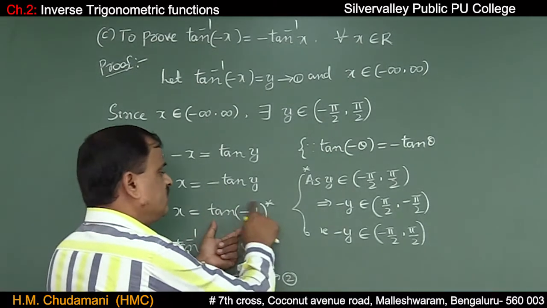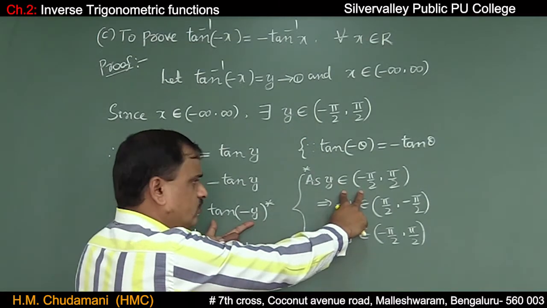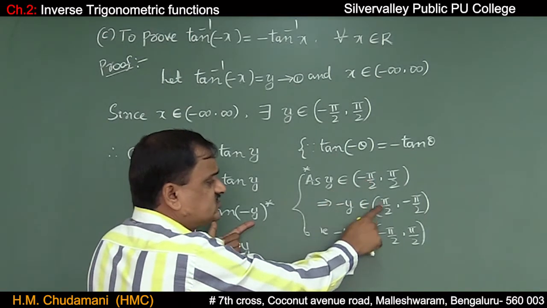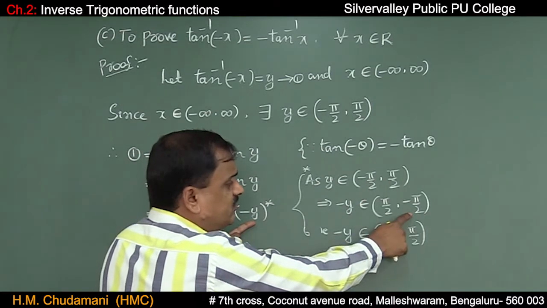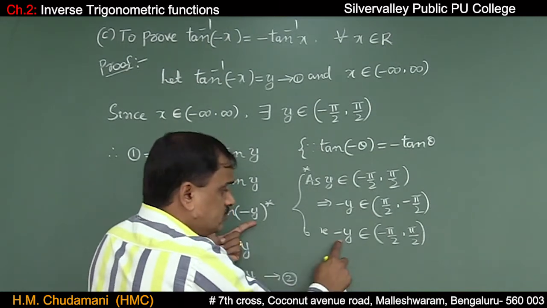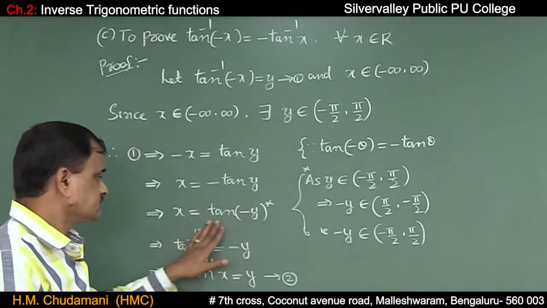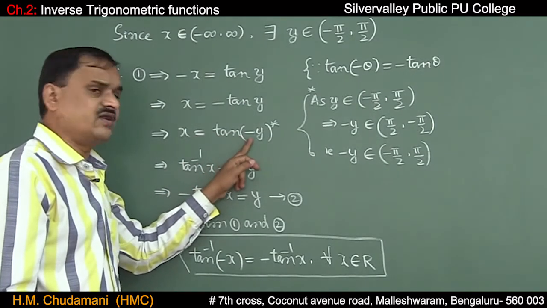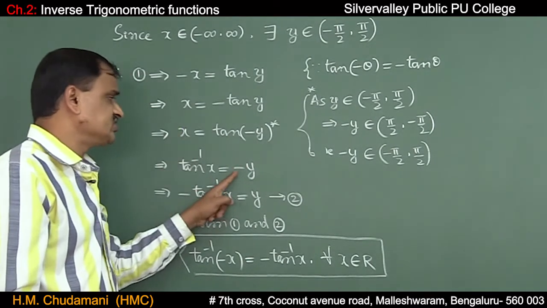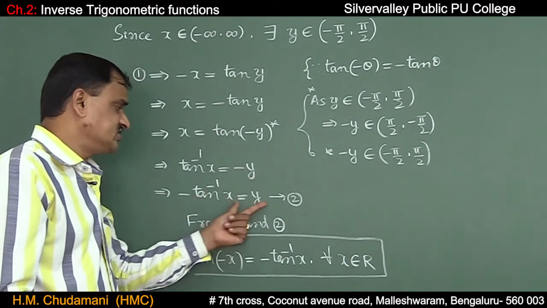Now observe minus y. Since y belongs to minus pi by 2 comma plus pi by 2, multiply with minus. So minus y belongs to minus of minus plus pi by 2 comma minus pi by 2. This is same as minus pi by 2 comma plus pi by 2. So minus y also belongs to the principal branch. So x equals tan of minus y means inverse of this function exists. Tan inverse x is equal to minus y. Multiply with minus. Minus tan inverse x is equal to y.